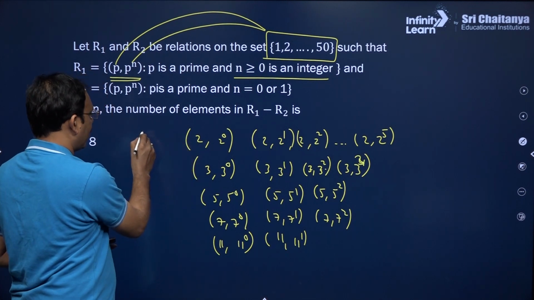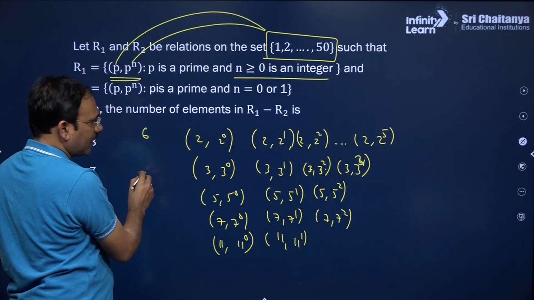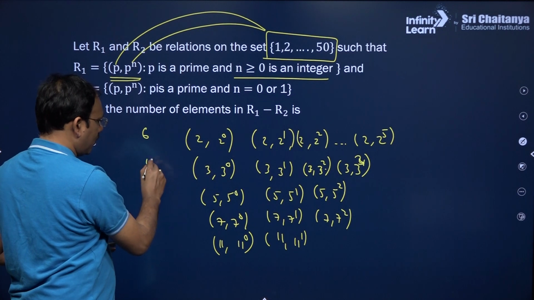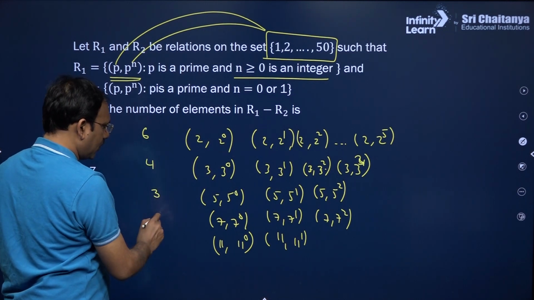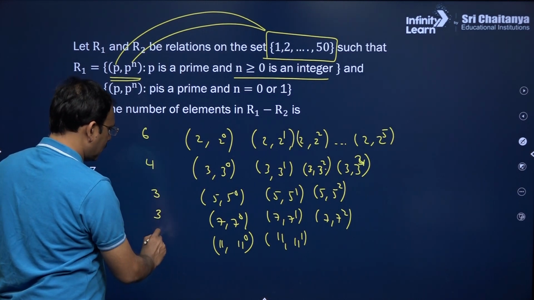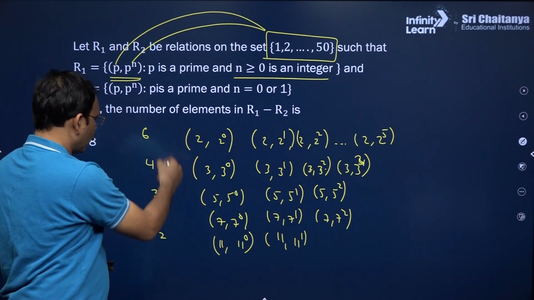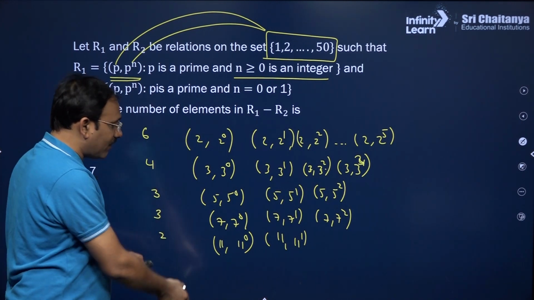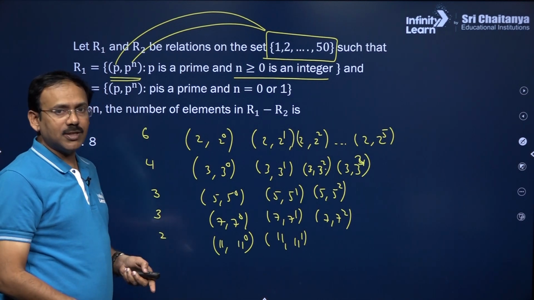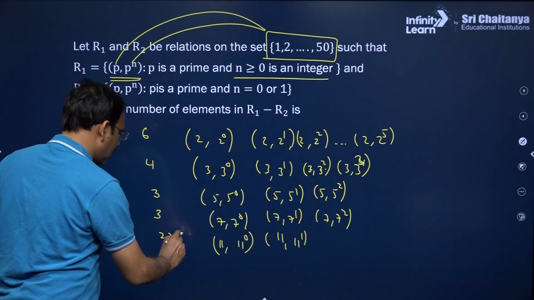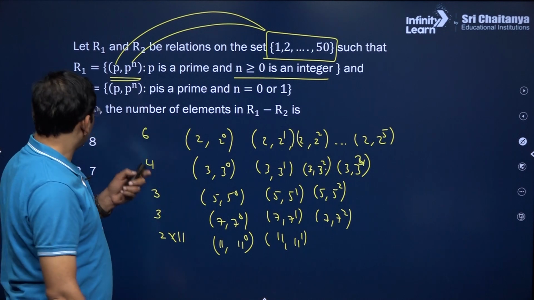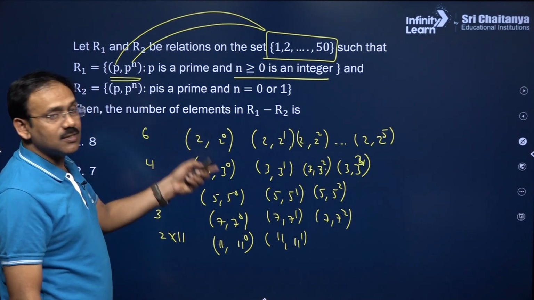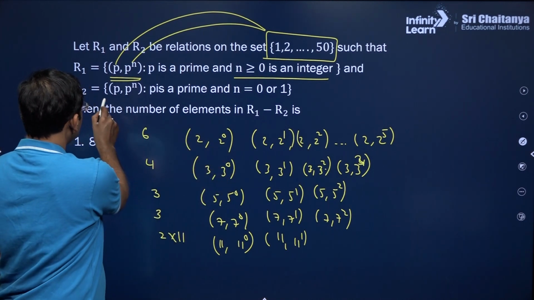Here you get 6, here you get 4, here 3, here 3, and here 2. That means 4 prime numbers are done, then for all the other 11 prime numbers you are going to get 2 into 11, 22 here, my dear friends. Of these, R1 minus R2 he is asking.